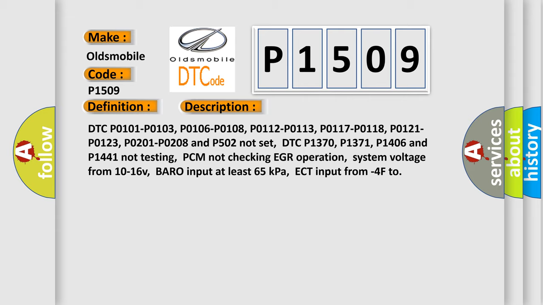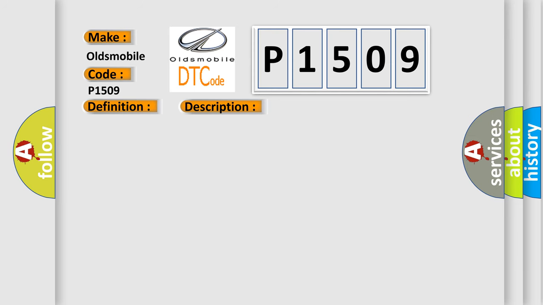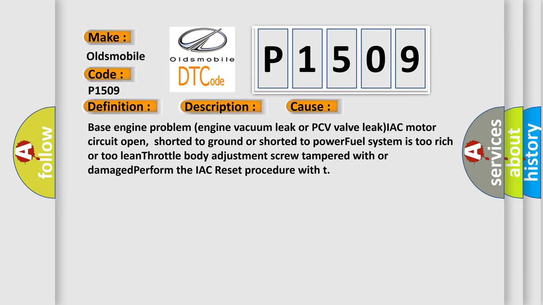This diagnostic error occurs most often in these cases: base engine problem, engine vacuum leak or PCV valve leak, IAC motor circuit open, shorted to ground or shorted to power, fuel system is too rich or too lean, throttle body adjustment screw tampered with or damaged. Perform the IAC reset procedure with the scan tool.